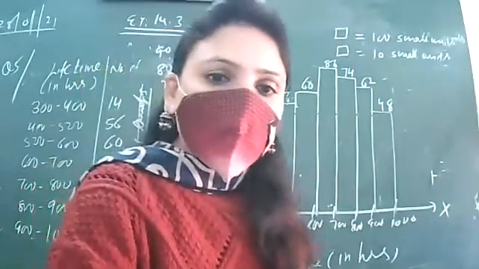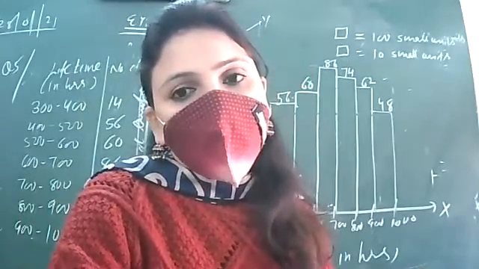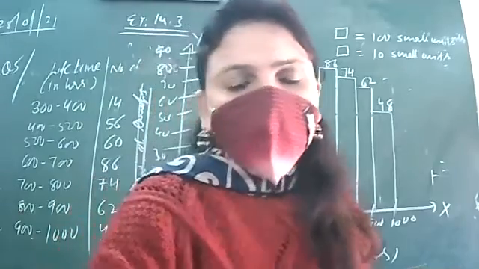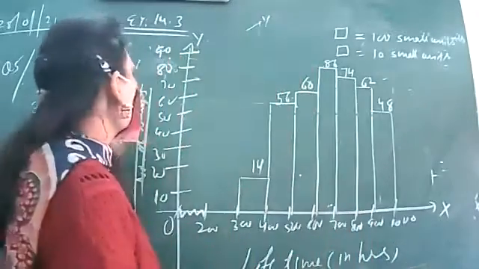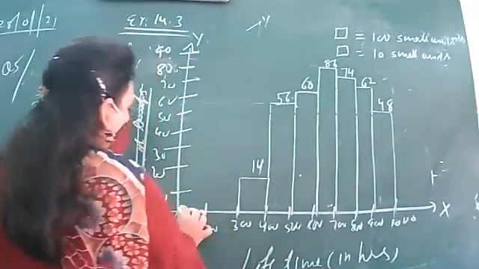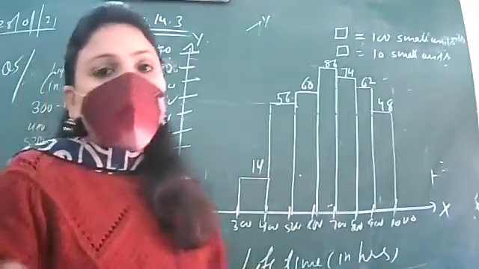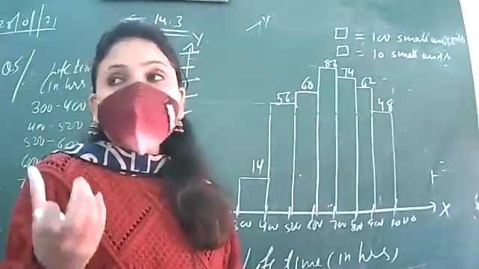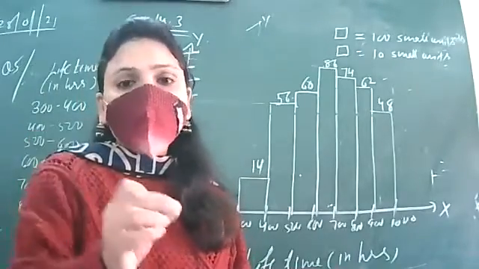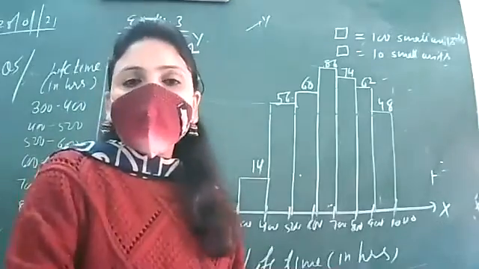Yes, any doubt? Yes, ma'am, do we have to put a kink in all histograms? No. If the question is like this, 0 to 10, 10 to 20, 20 to 30, then the first bar will be from 0. Then why put a kink? The kink is to make sure that the interval which is put under the kink is not having the same gap as that of the other intervals.